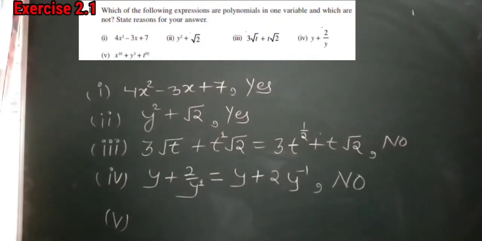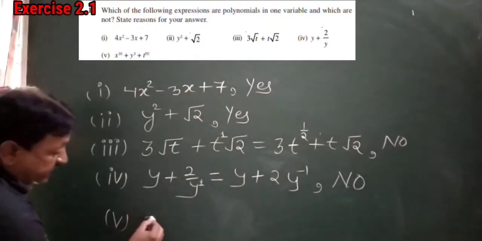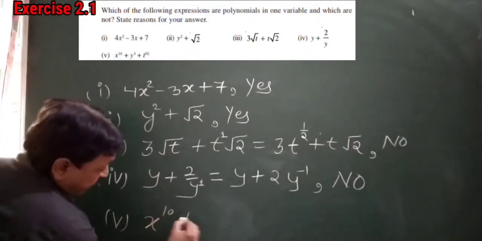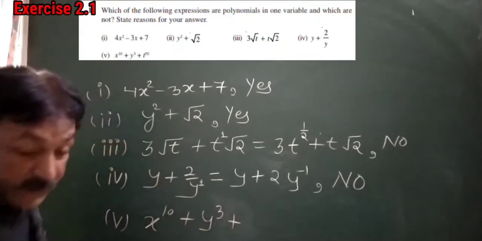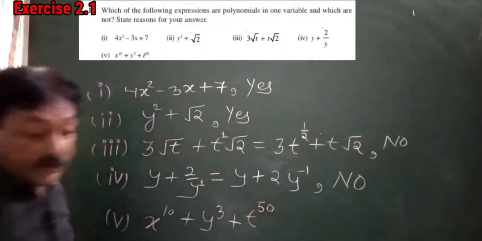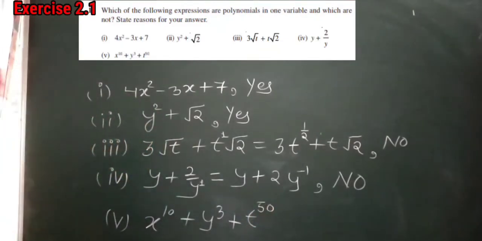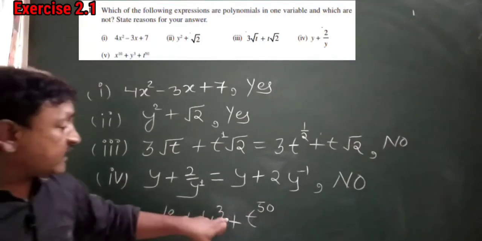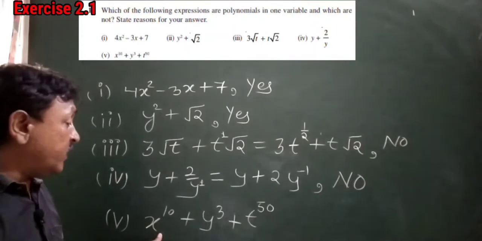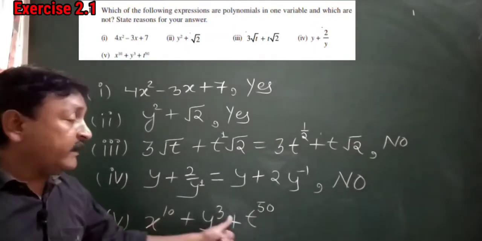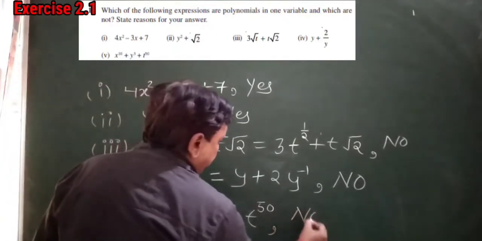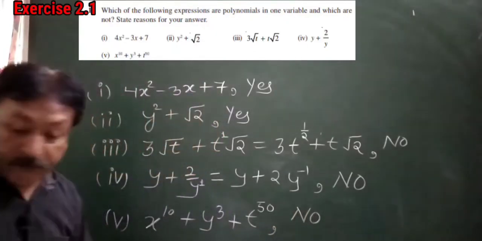Now come to part fifth. It is written x raised to the power 10 plus y raised to the power 3, and one more thing here, t raised to the power 50. If I look at this question, it is clear the powers are whole numbers. But how many variables are used here? Three kinds of variables, x, y and t. So it is not a polynomial in one variable. Answer will be no. Understood?